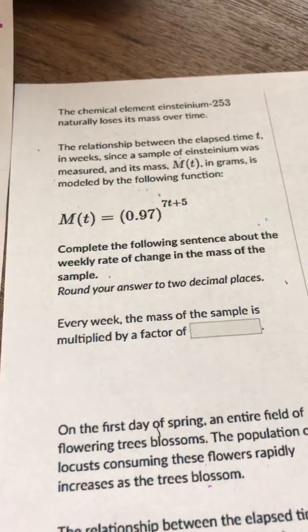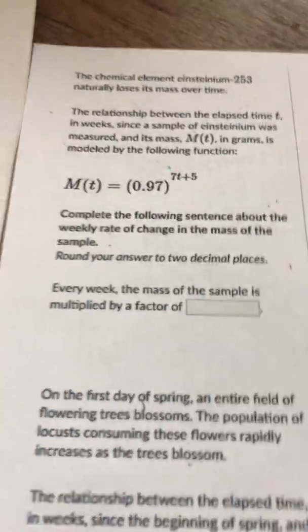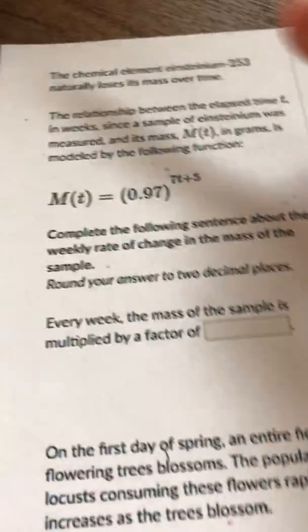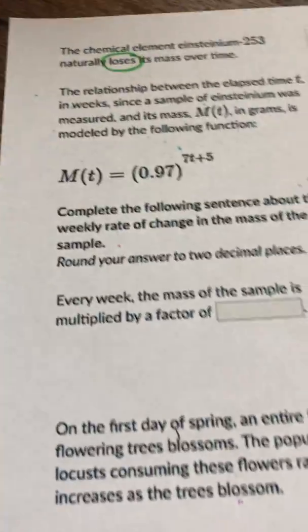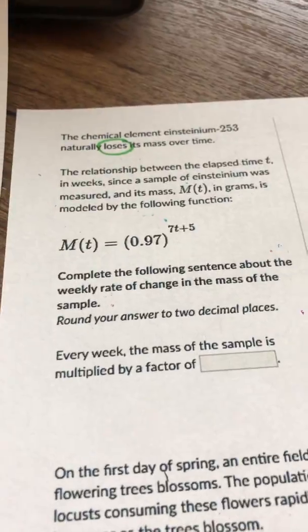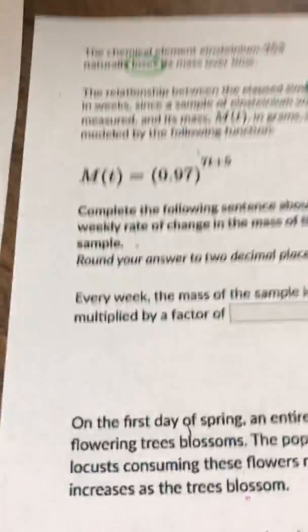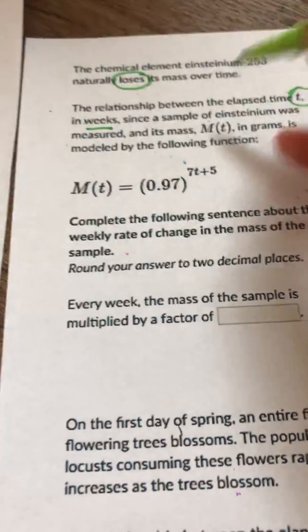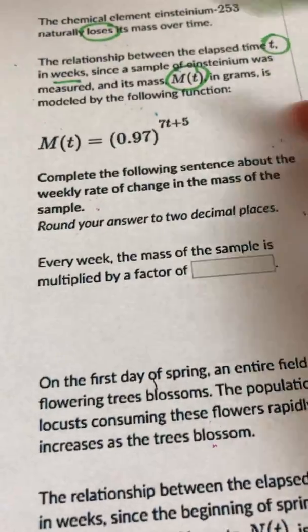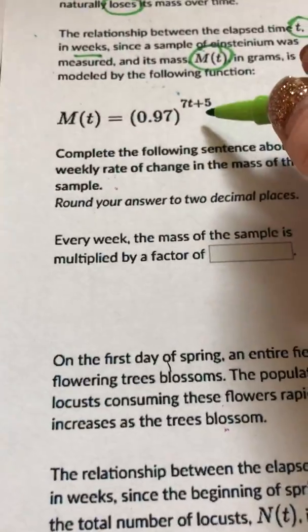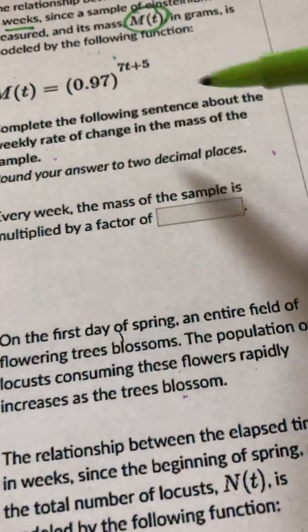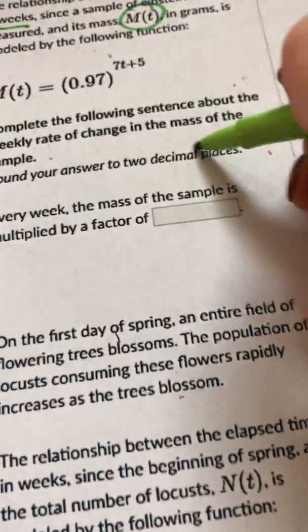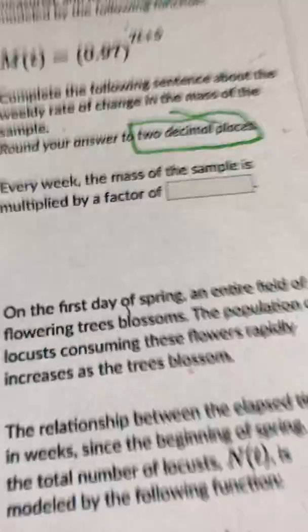It says the chemical element Einsteinium 253 naturally loses its mass over time. The relationship between the elapsed time t in weeks, since a sample of Einsteinium was measured, and its mass m of t in grams, is modeled by the function given. Complete the following sentence about the weekly change. Round your answer to 2 decimal places.